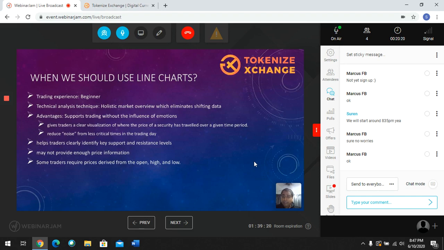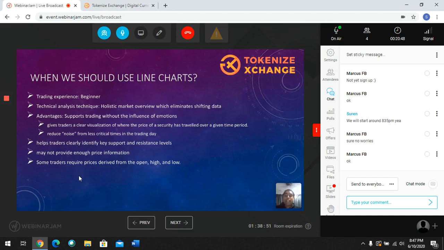All right. And line charts help traders clearly identify key support and resistance levels. So through line charts, you can basically understand where the support and where the resistance are. But it may not provide enough price information. So solely depending on line charts to do day trading is possible, but it's not enough.